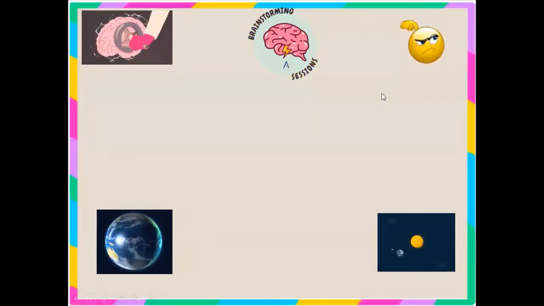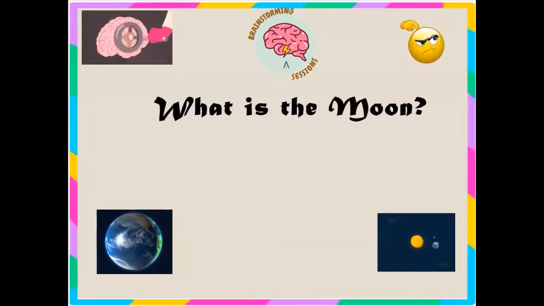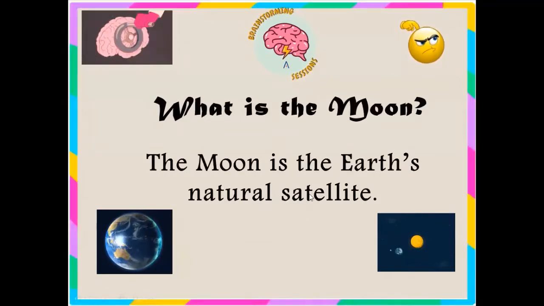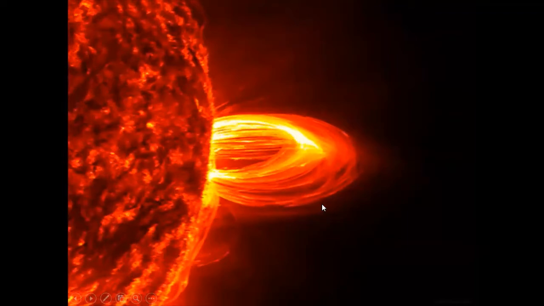So students, last time we learned about the chapter The Earth. Do you know what the moon is? Yes, you are right. The moon is the Earth's natural satellite. Very good. So students, now we come to this, can you see the picture?